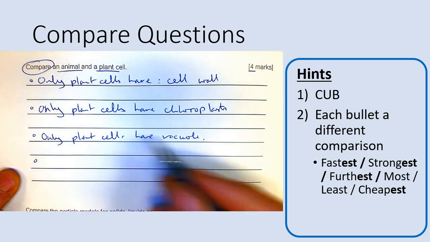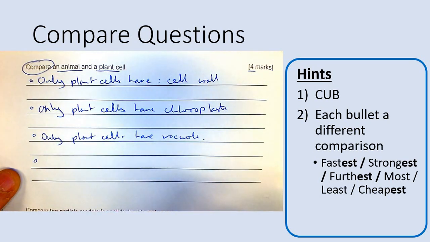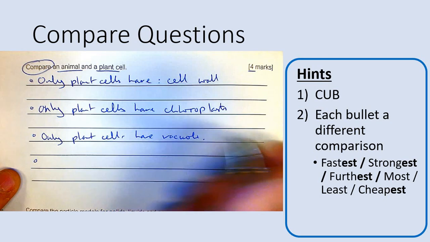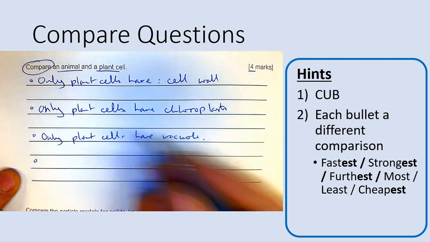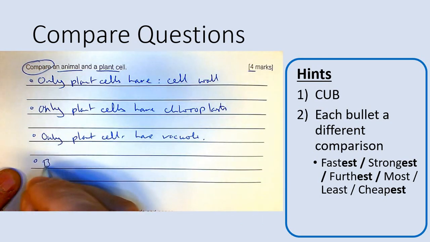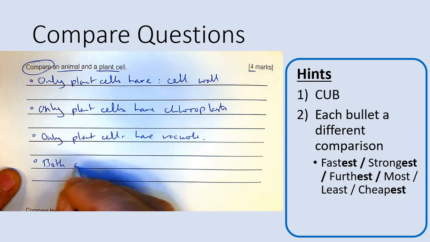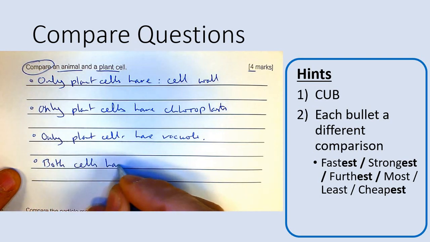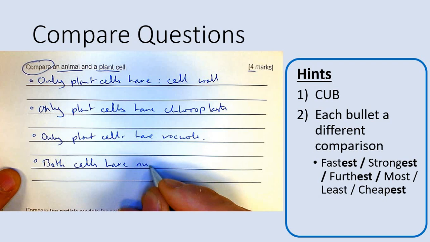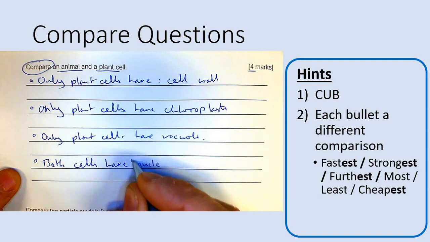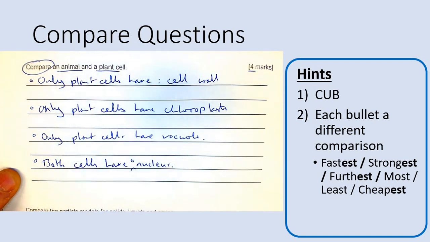I could say here only plant cells have vacuole, animal cells do not. Right, I've run out of differences, so I'm going to pick something that's the same. So both cells have a nucleus. Very straightforward. I've hardly used any of the answer space at all, just used 4 lines. That's how you'd structure a compare question.